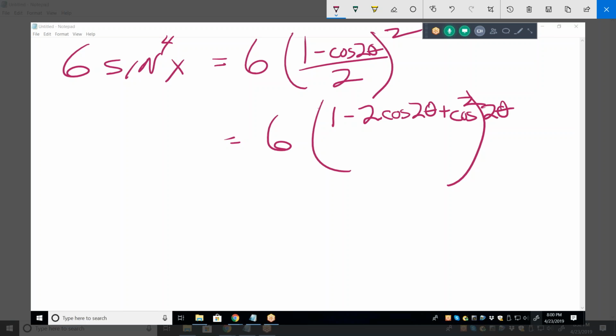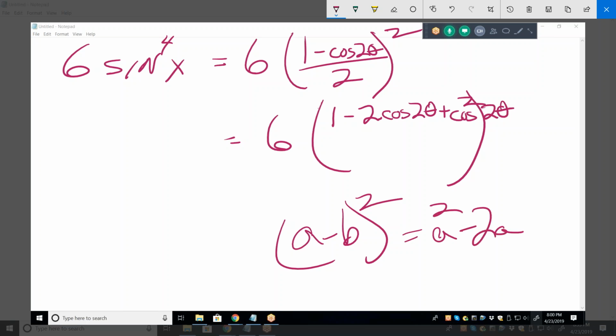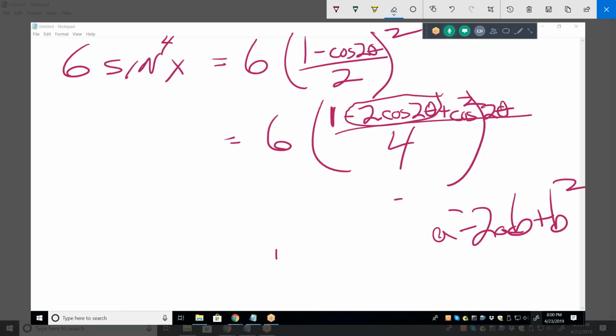In other words, when you are squaring a minus b, it doesn't matter whether it's algebra, polynomials, or trig functions. It's a squared minus 2ab plus b squared. That's what I did to get that. 2 times 1 times cosine of 2 theta is that part. 1 squared is 1. And the last part is plus cosine squared of 2 theta. And what's the denominator? 4. Okay. So now we can do a little simplification.